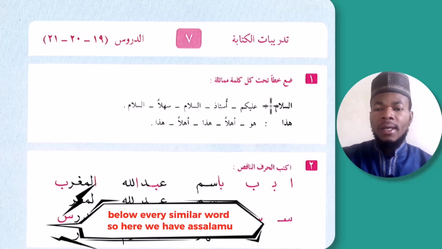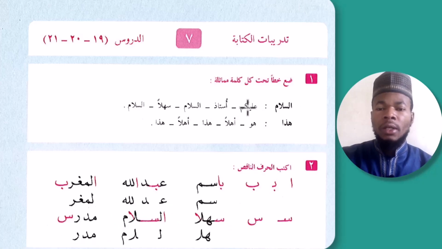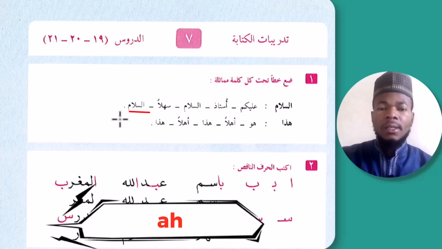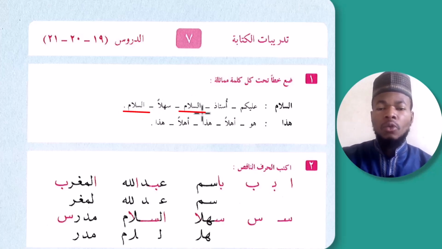So here we have as-salam. So we have alaykum, ustad, as-salam, sahlan, and as-salam. So here we have as-salam here and also as-salam. So we put a line below these two words. So this is very simple.